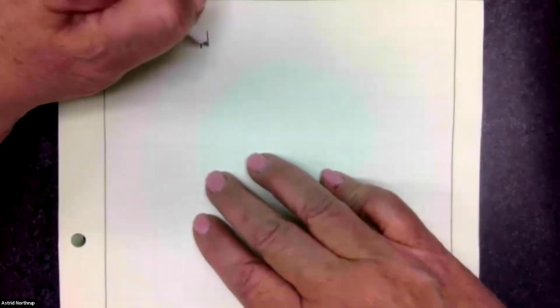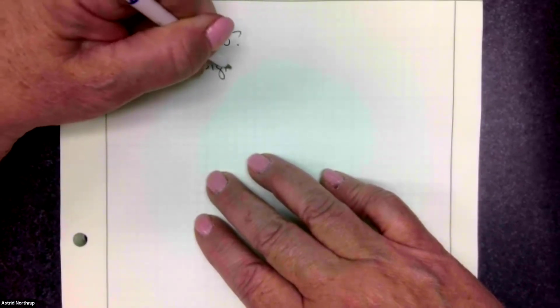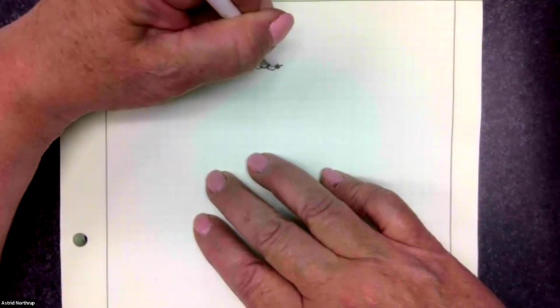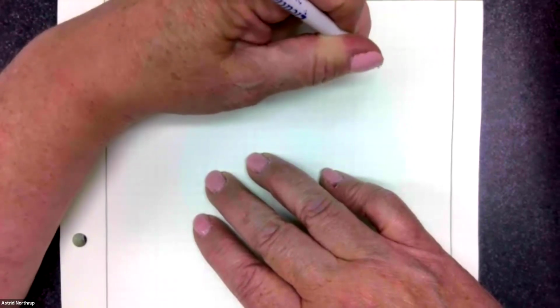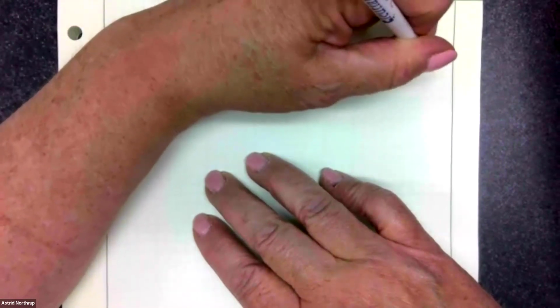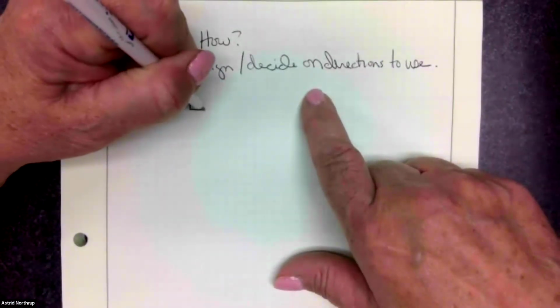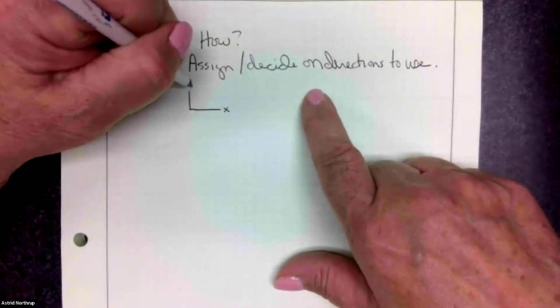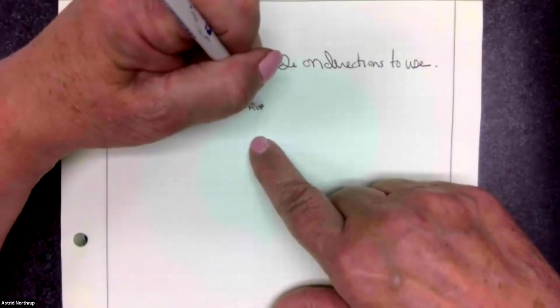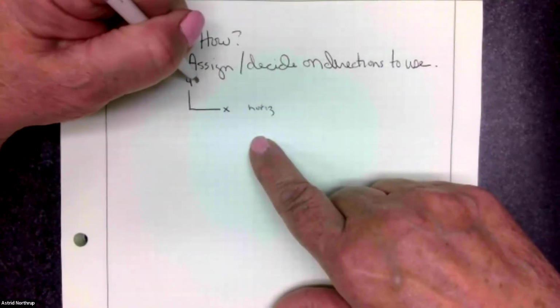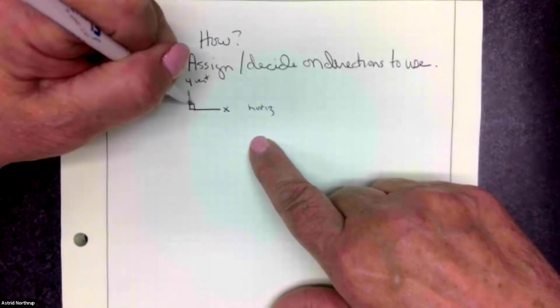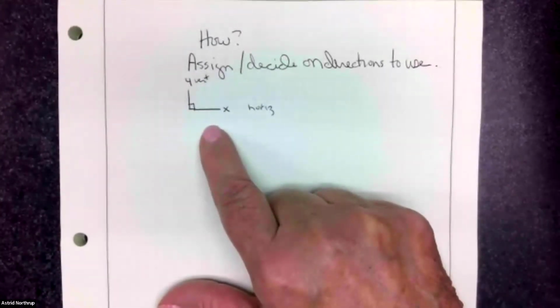Okay, so how? Well, the first thing is we have to assign or decide on directions to use. And initially, we like to start out with X and Y coordinates, where X is horizontal and Y is vertical. And that means that there is a 90-degree angle in between them.